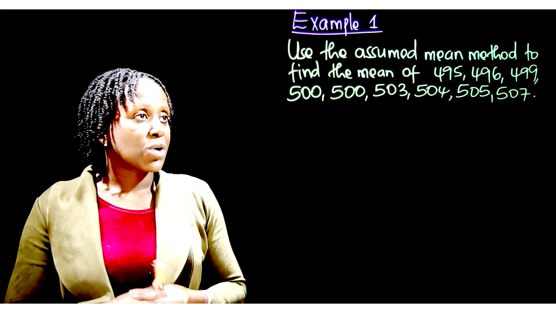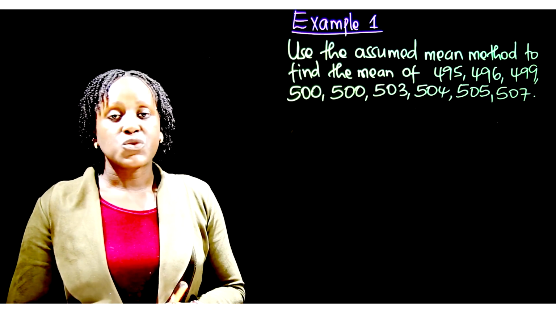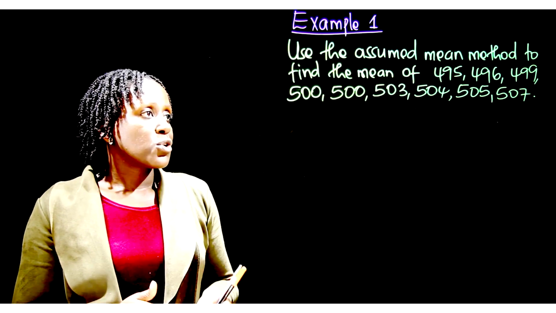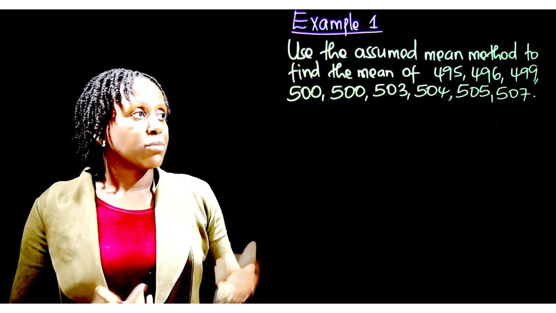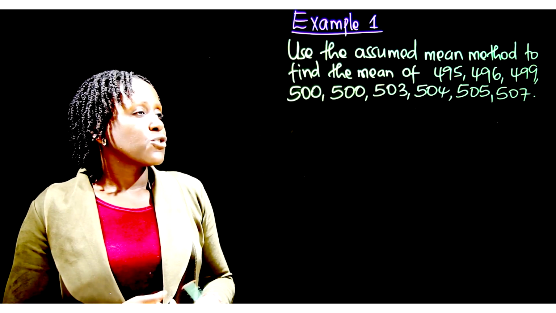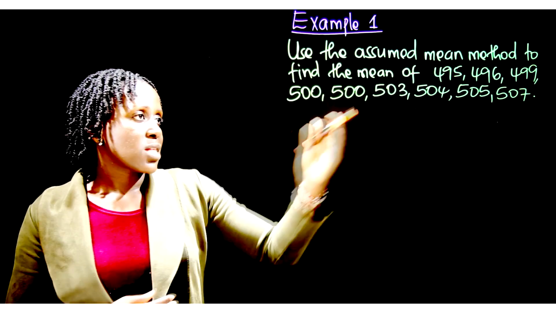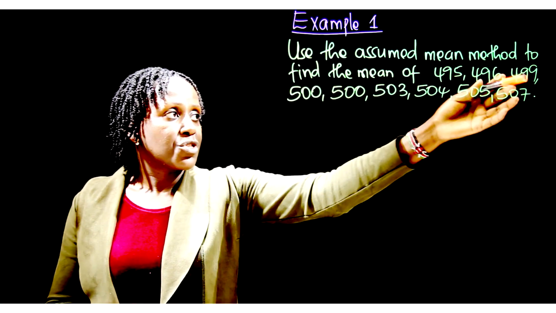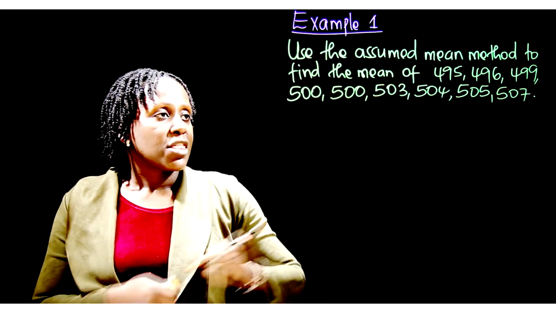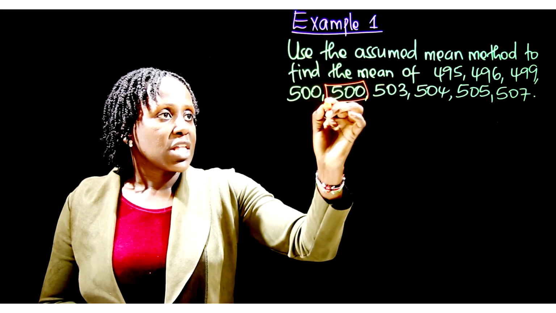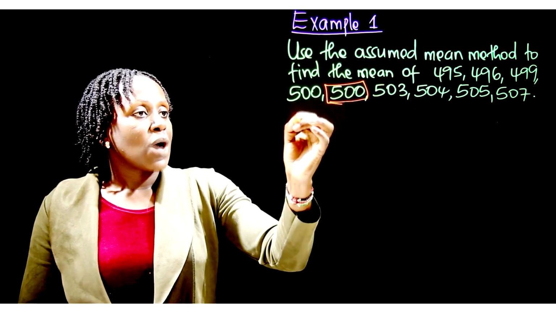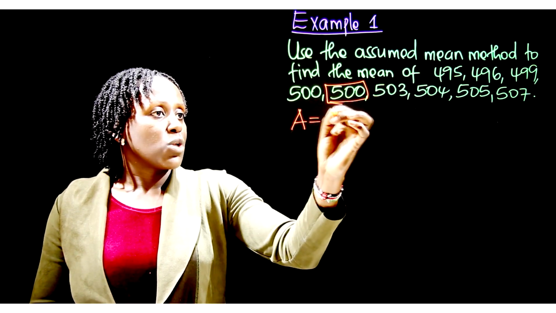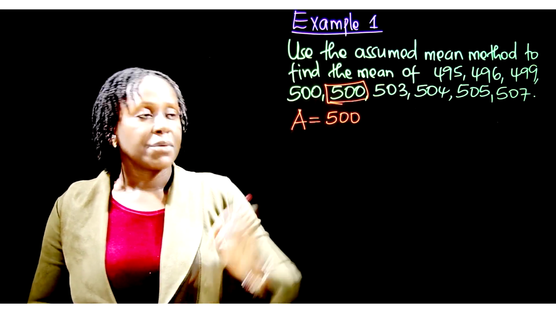The best way to come up with the assumed mean is to get the value in the middle of the data. You notice that the data has been arranged from the smallest to the highest. Since these are 9 data entries, we have 1, 2, 3, 4, and the fifth one is in the middle of the data. So our assumed mean for this particular data will be 500.